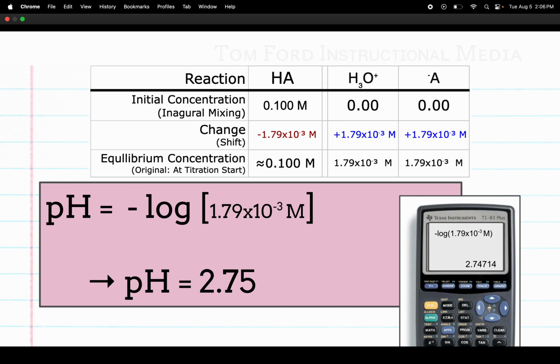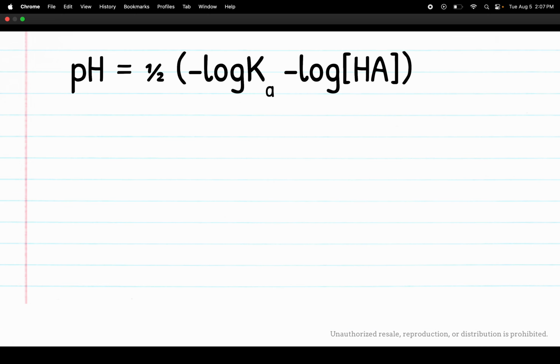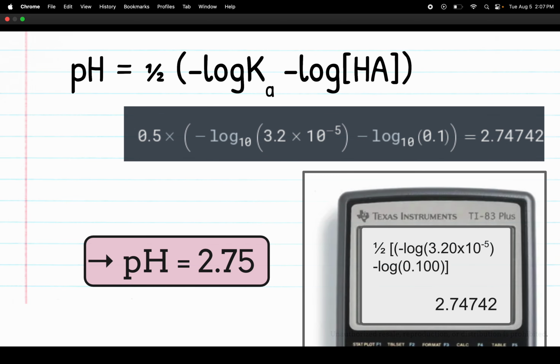All right, that gives us indeed our very first point that we'll put on the titration curve. When the sodium hydroxide is at 0 milliliters, the pH will be 2.75. Oh, let's consider the shortcut. pH is 1/2 the difference between the negative log of the acid dissociation constant and the log of the weak acid concentration. Plugging that into the calculator, we end up having a similar answer. It's always nice to confirm, and it is good for you to keep that shortcut handy.